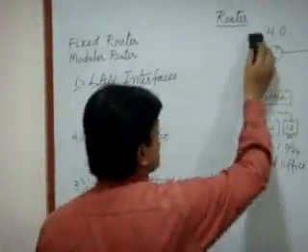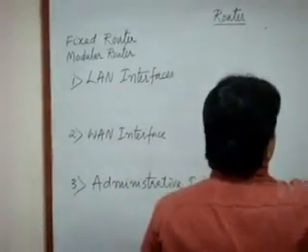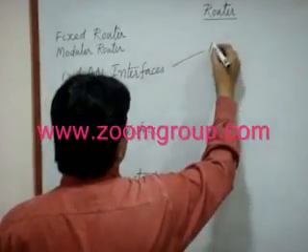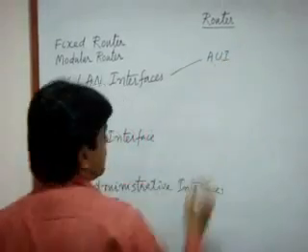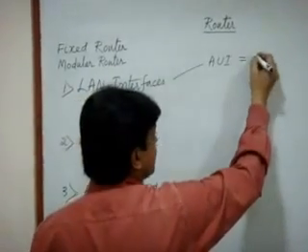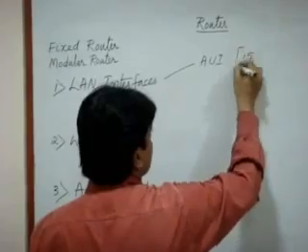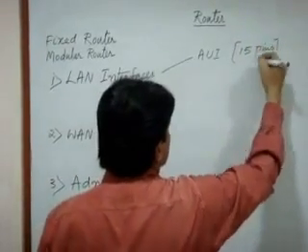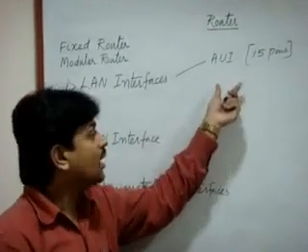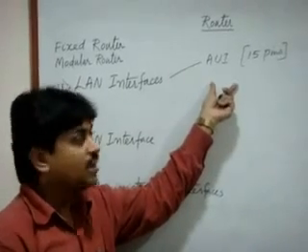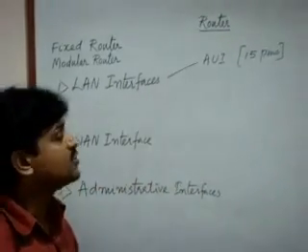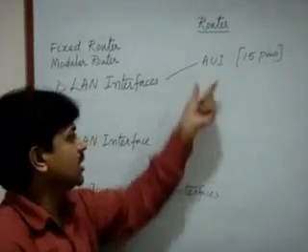Now we'll see the LAN interfaces first. What LAN interfaces are there in the router? The first LAN interface is the AUI, attachment unit interface. This AUI has 15 pins, and we can connect a LAN to this AUI. If you want to connect an RJ45 connector, a Cat5 cable with an RJ45 connector, we cannot connect it directly to this AUI. That's why we need a transceiver. A transceiver is a converter used to connect to the AUI.